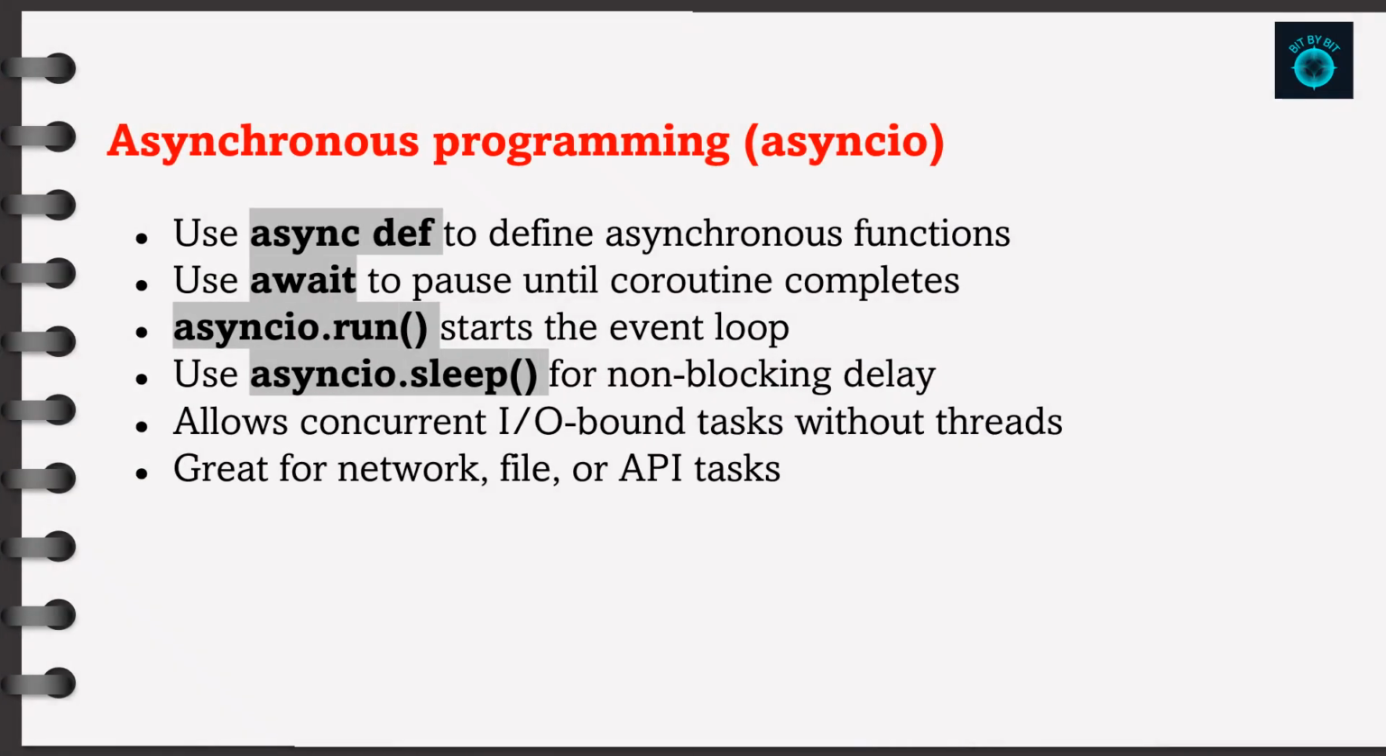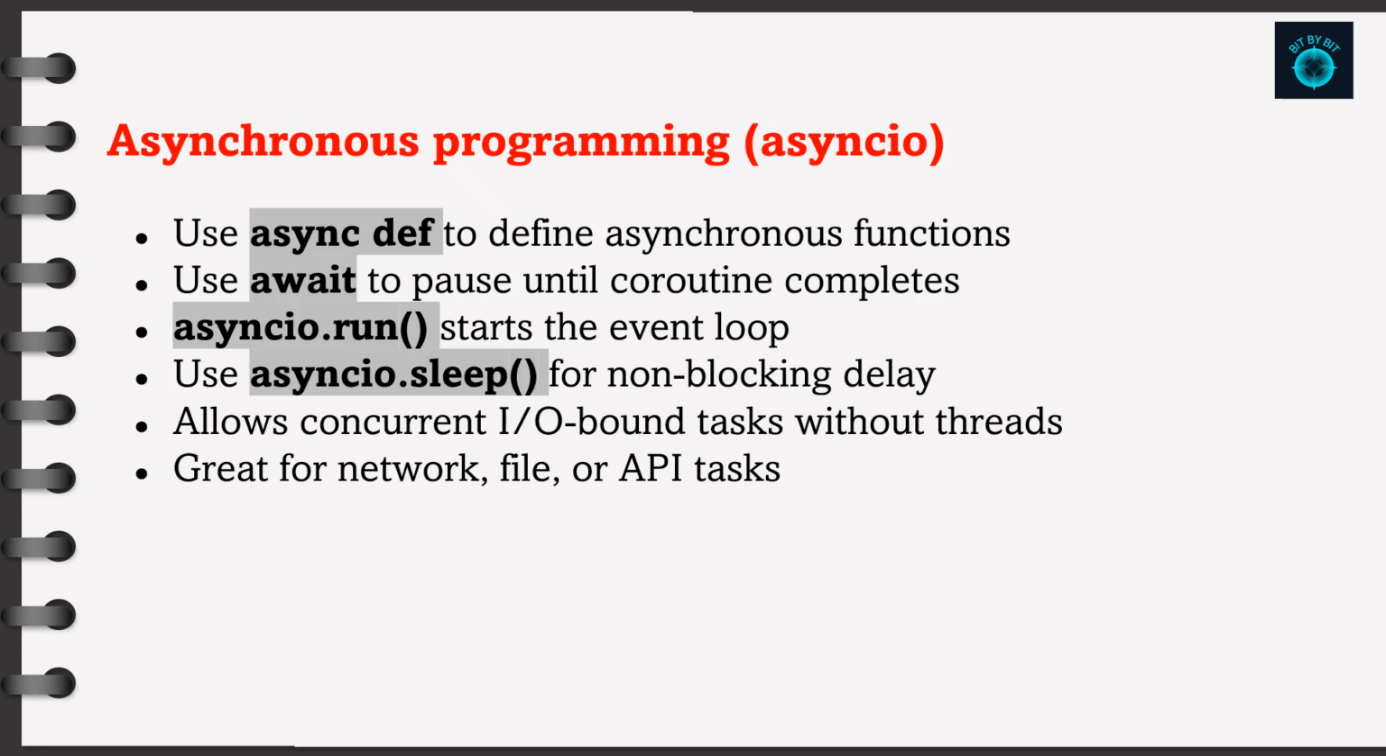Asynchronous programming, Asyncio. The Asyncio module is Python's built-in library for writing concurrent code that performs well with I/O-bound tasks like web requests, file operations, or network delays. First, we define asynchronous functions using the async def keyword. These are called coroutines. Inside those functions, we use the await keyword to pause and wait for another coroutine to complete without blocking other tasks.